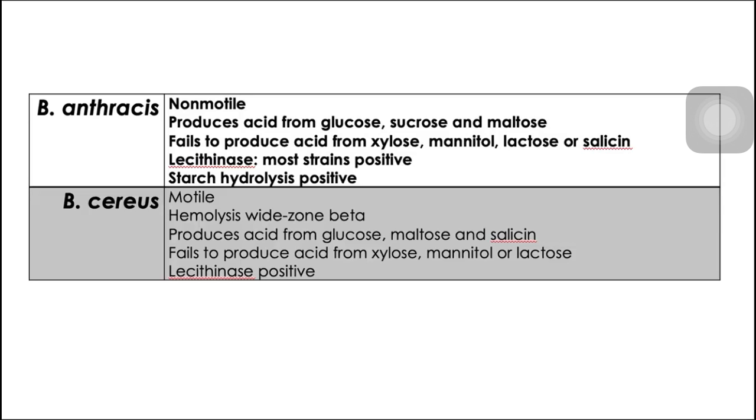So among all the Bacillus, the most virulent and the agent of anthrax is your Bacillus anthracis. So Bacillus anthracis is non-motile. It is also non-hemolytic. And other than that, we also have lecithinase positive, starch hydrolysis test positive. But most importantly, it is non-motile and non-hemolytic. So again, the most virulent and the agent of anthrax, Bacillus anthracis.